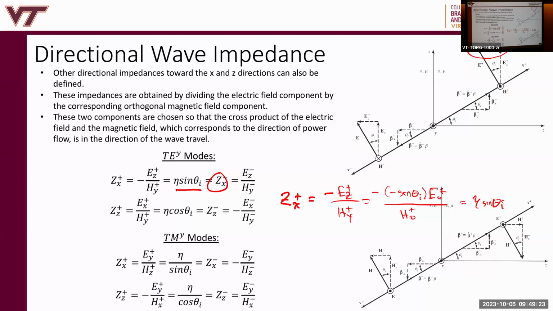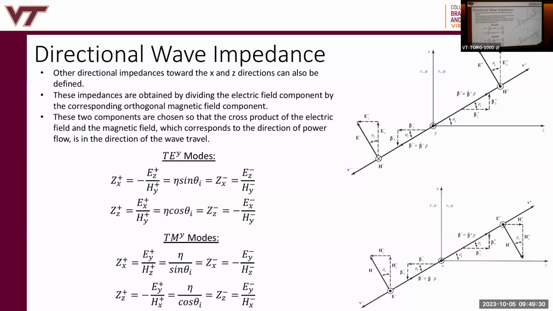So now we can do the other case, which is ZZ plus, right? So this is EX over HY. If you take EX and cross it with HY, that gives you Z. That one's a lot easier to see. So EX over HY should give you Z, right? EX plus is in the X direction, and HY is in the plus Y direction.